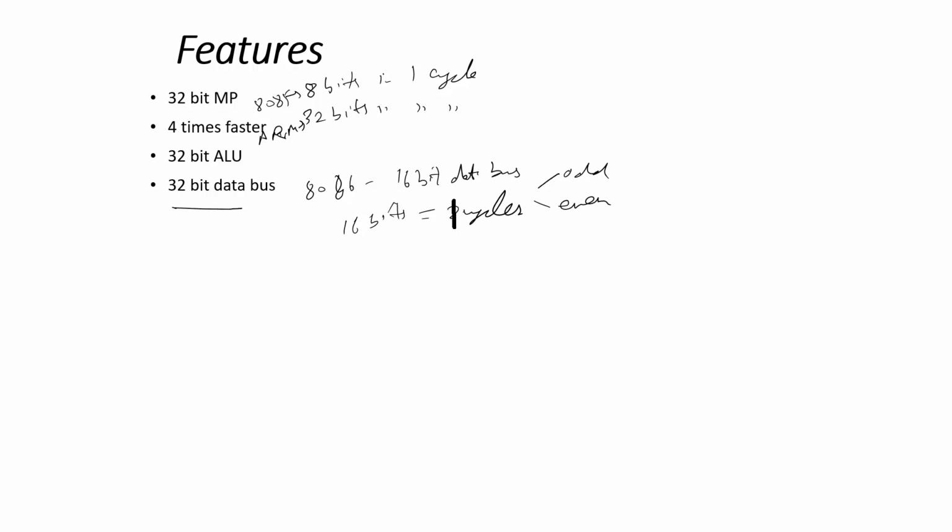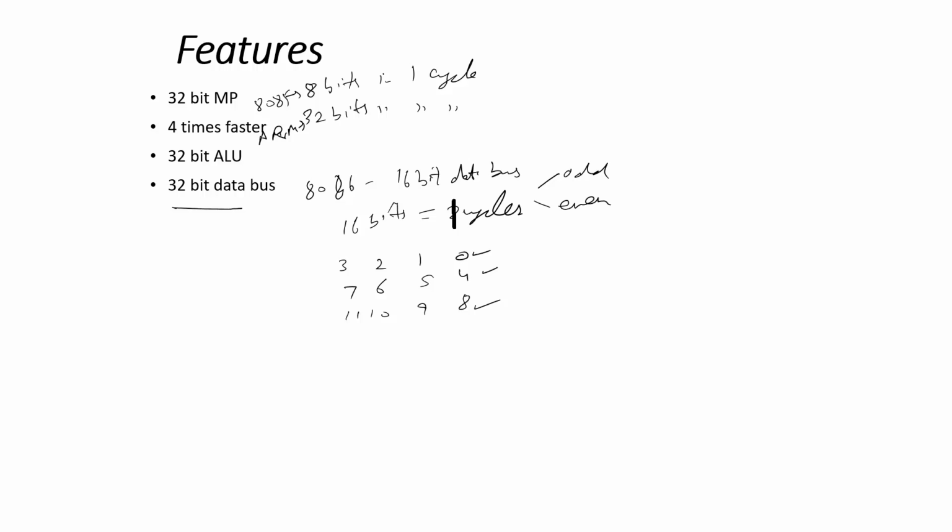So here the memory segmentation is done in such a way that it can process 32 bits in one cycle, like 0, 1, 2, 3, 4, 5, 6, 7, 8, 9, 10, 11. So the first address should be a multiple of 4. Then only it can process 32 bits in a single cycle.